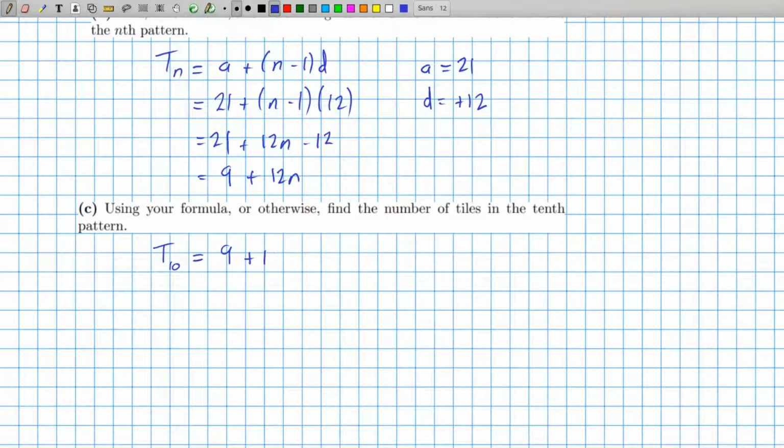So it's 9 plus 12 times N. In this case, N is 10 because we're looking for the 10th pattern. So that's 9 plus 120, which is 129. And if you do decide to just add on the 12 each time, maybe try both methods and see if they work out again if you have the time.